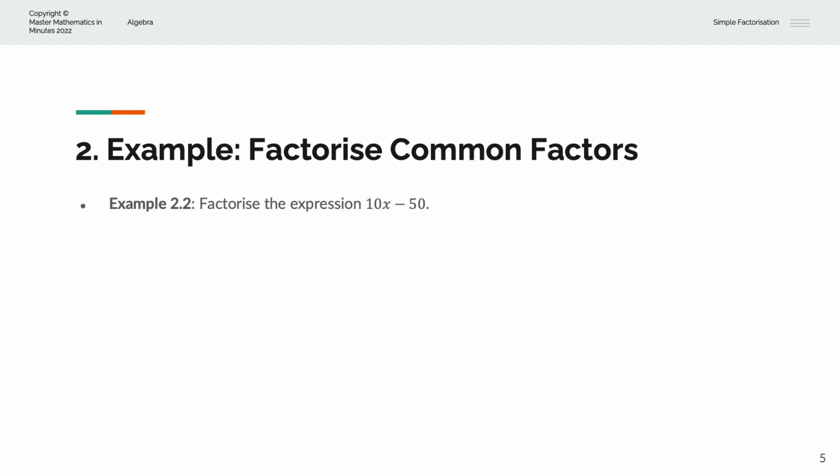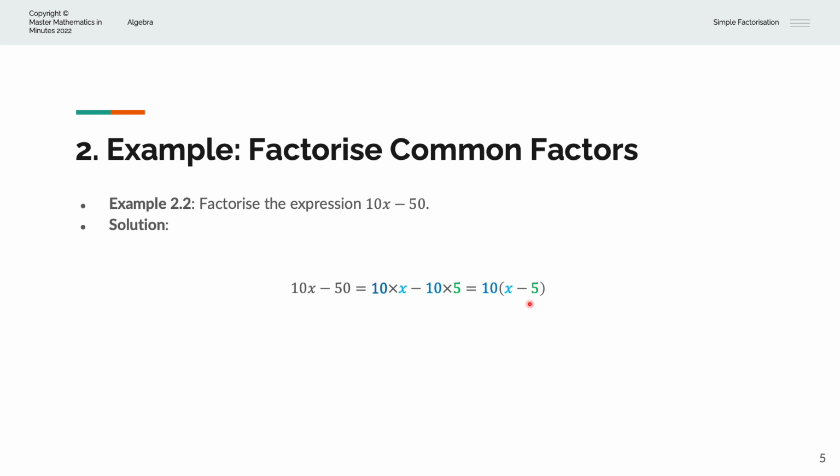In the second example, we're asked to factorize the expression 10x minus 50. So we can rewrite 10x minus 50 as 10 multiplied by x. We'll carry the minus sign across. And we can rewrite 50 as 10 multiplied by 5. Notice that 10 is the highest common factor across these two terms, which we can factorize and place outside the brackets as 10. And inside the brackets we have x minus 5.